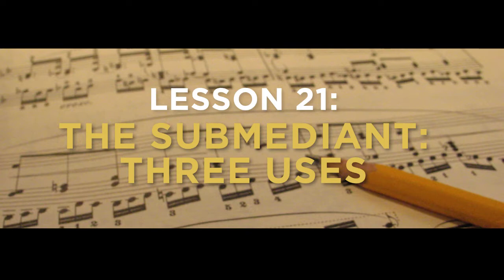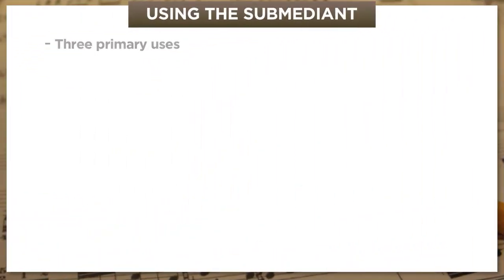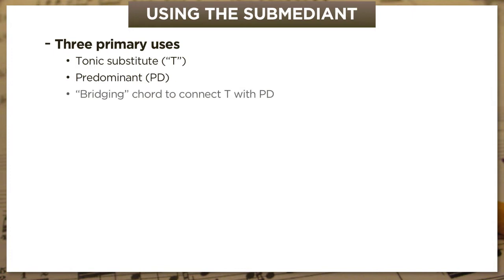Today I'm going to talk about 3 ways that classical composers used the 6 chord, also known as the submediant. The first 2 uses of the submediant came up when I introduced harmonic function way back in video 17. Back then I explained that 6 could function as a kind of substitute tonic, but that it could also act as a predominant. We've actually seen the first of these a few times, but not the second one. And there's a third use of 6, which is as a bridging chord, which connects tonic to predominant.